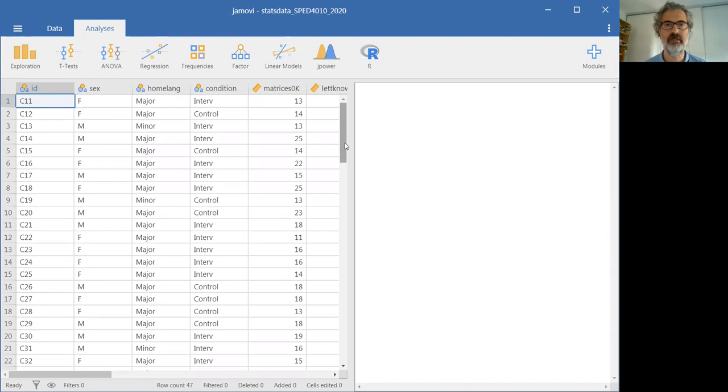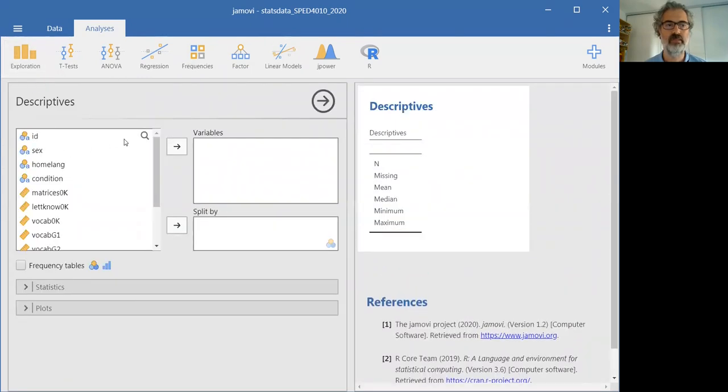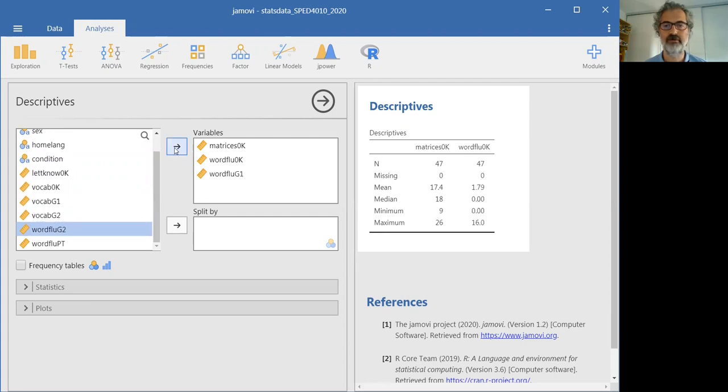One was the visual evaluation of graphs, the other was the evaluation of indices, and the third was the statistical testing of the normality assumption. These are all done through the Exploration Descriptives panel. So we can choose which variables to do these for. For example, the matrices and the word fluency in kindergarten and word fluency in first grade.